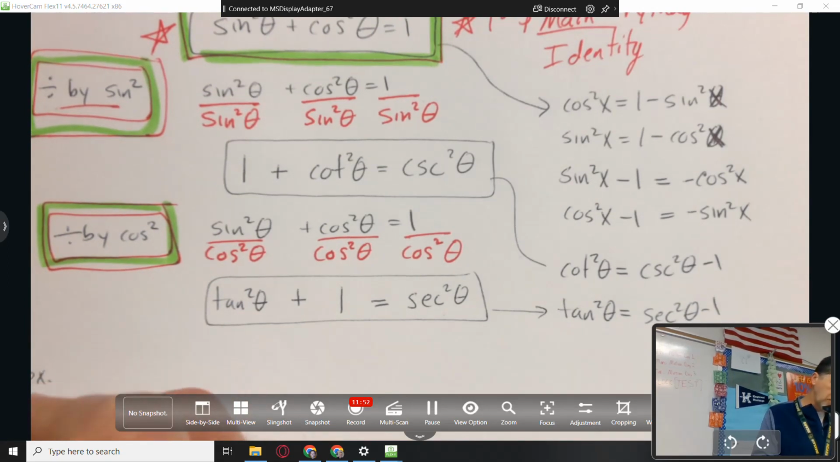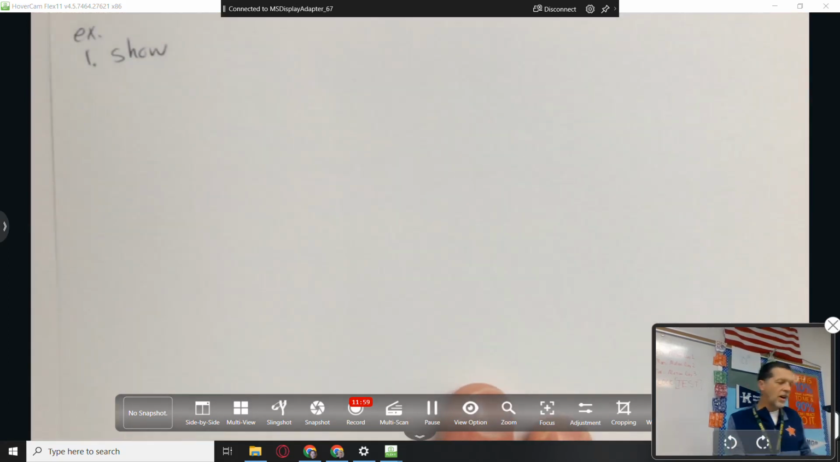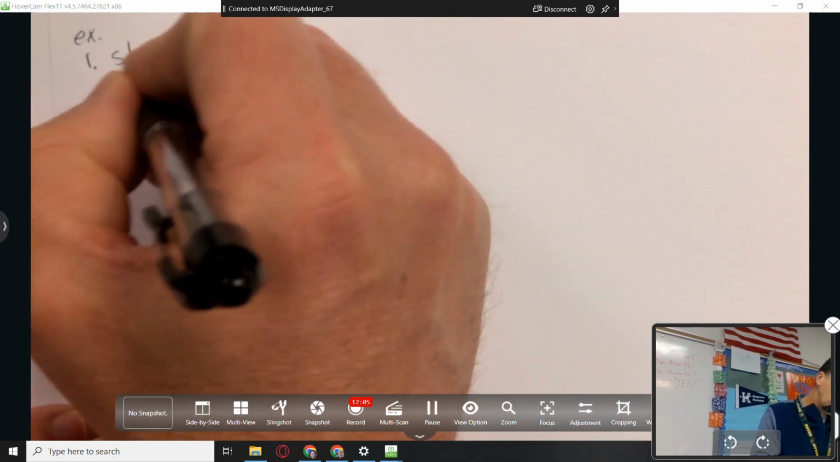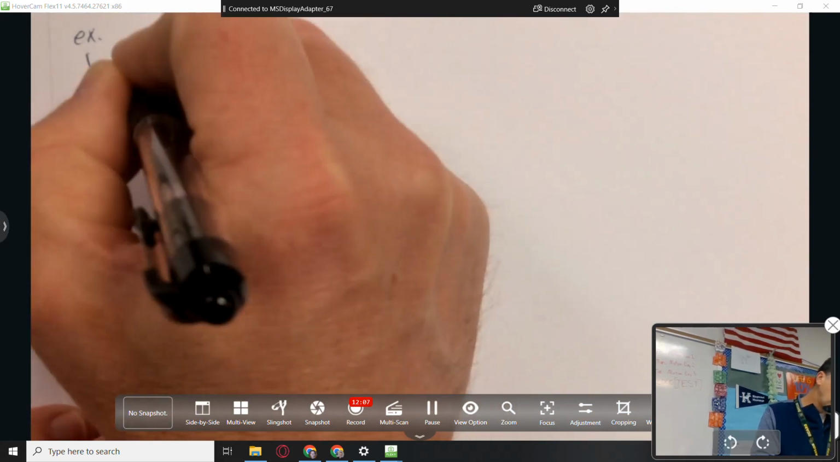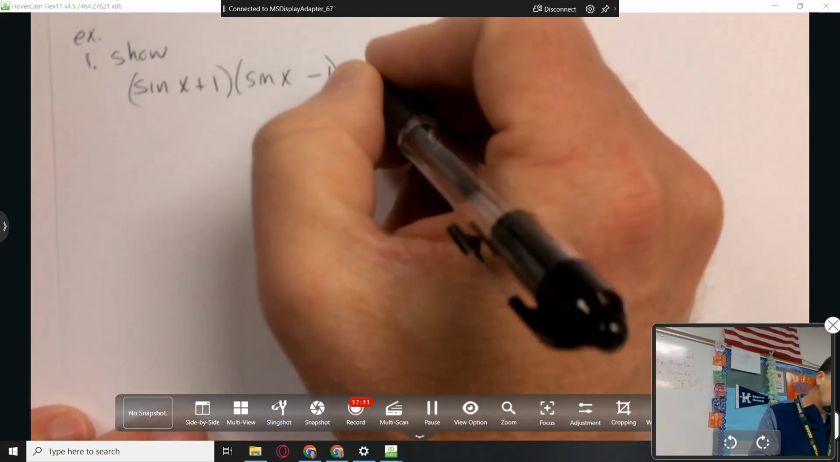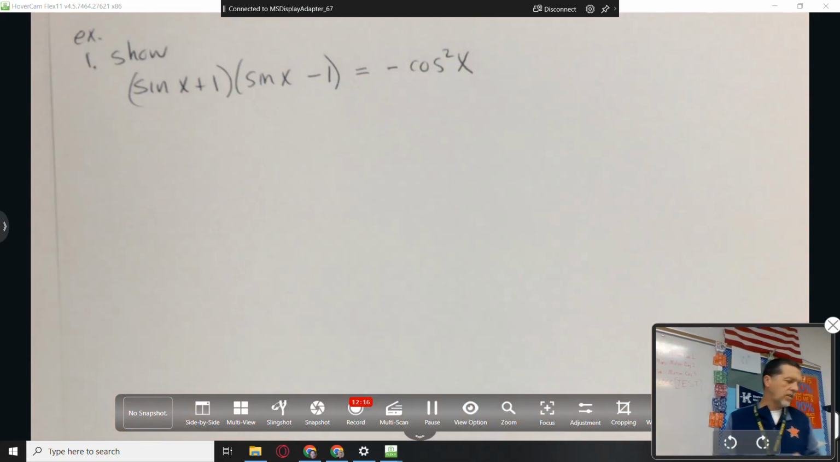Let's do some examples. Some of the examples are show examples, meaning we give you the answer. Others are like simplify and just see what you get. Show that sine of x plus 1 times sine of x minus 1 equals negative cosine squared x.